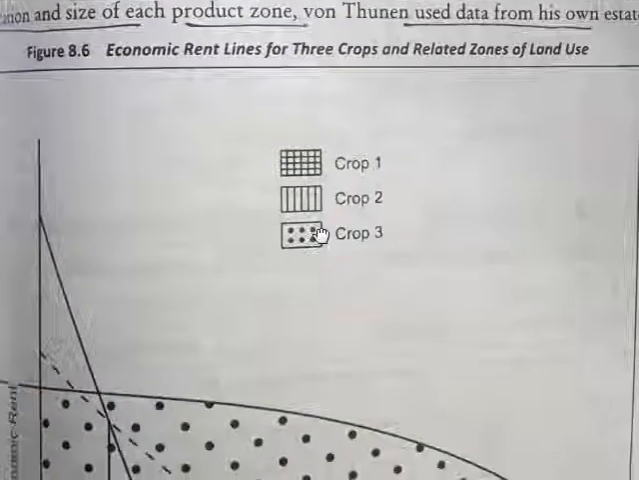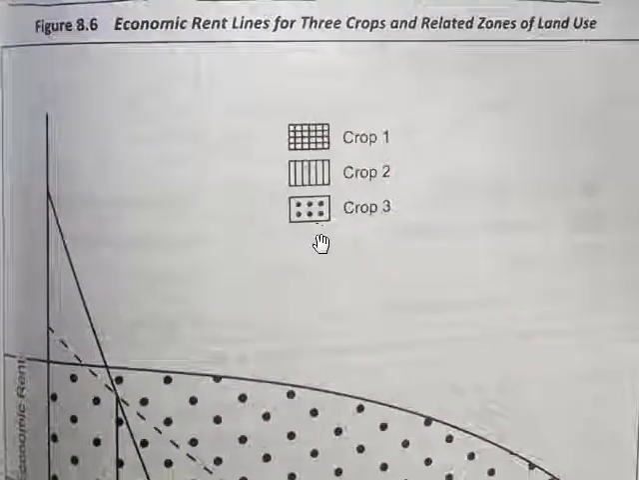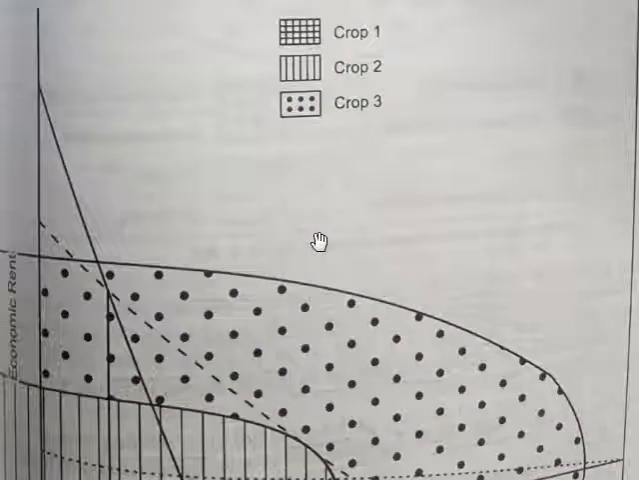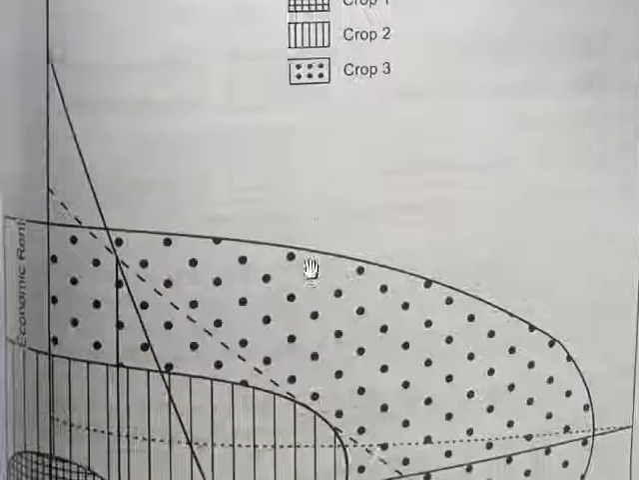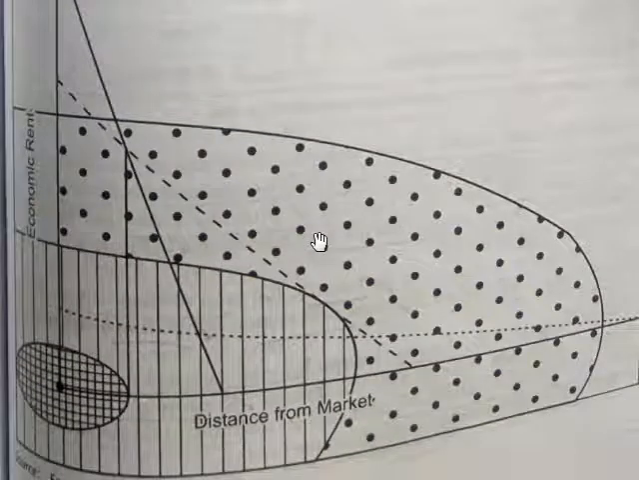So, economic rent lines for three crops and related zones: crop 1, crop 2 and crop 3. In the upper portion is economic rent, and in the lower portion, distance from the market. The first circle is crop 1, the second is crop 2, and the third is crop 3.